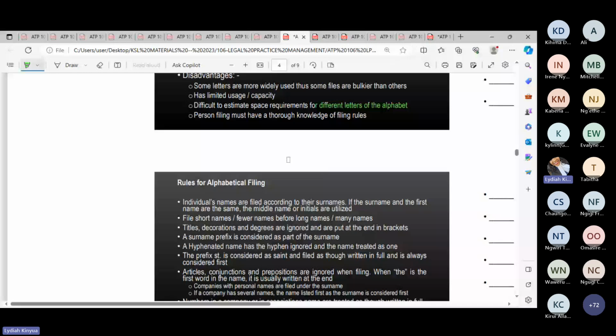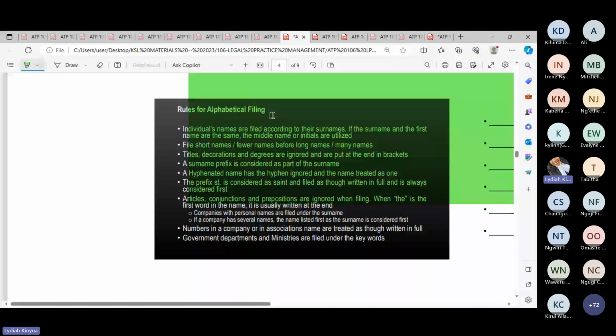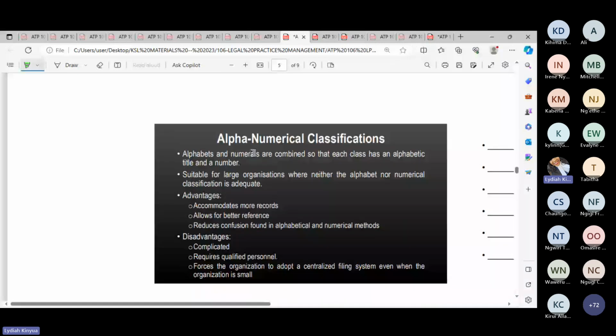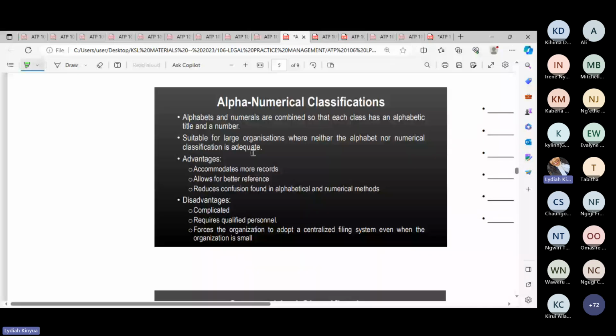There are some filing rules over here for alphabetical filing. I'm going to share these with you. And then the other classification of filing system can be alphanumerical. Alphanumerical is where you decide to use both. Okay, there is numerical first and then alphanumerical.